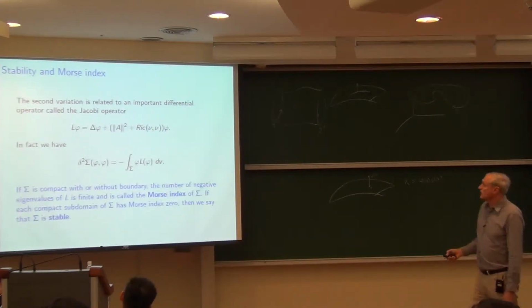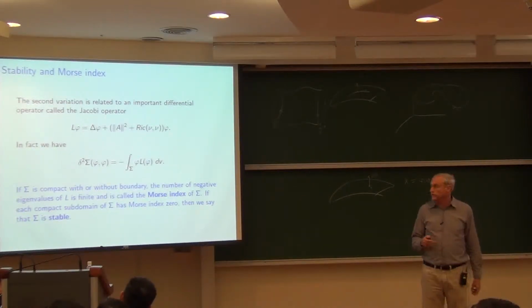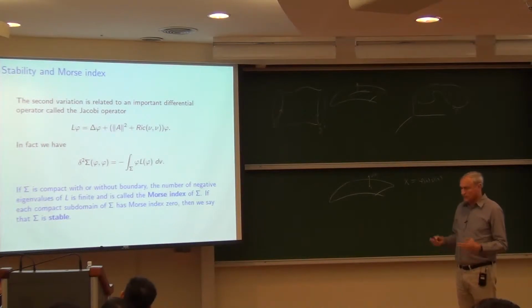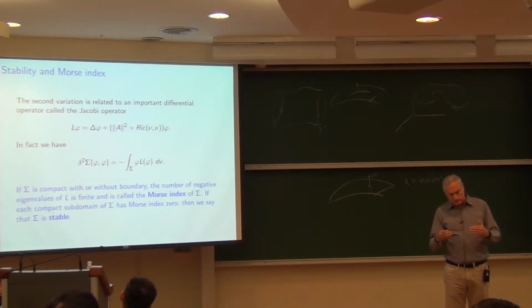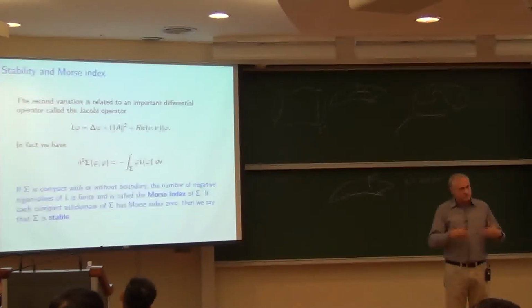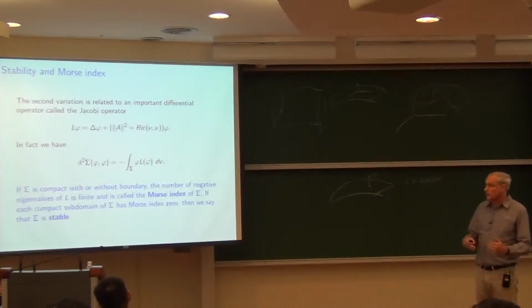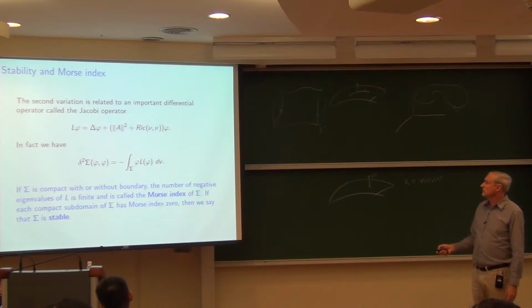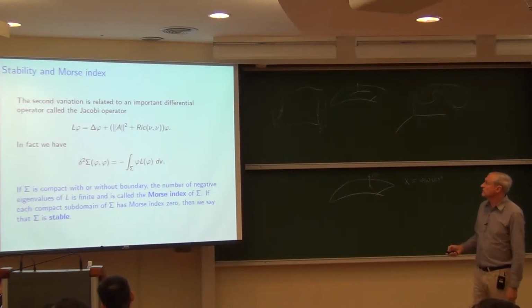Okay, and in particular, you can see, so this is a linear elliptic self-adjoint operator. So you can see that the number of negative eigenvalues, that is the number of independent directions in which the surface is unstable, is always finite if the surface is smooth. So that number is called the Morse index, the number of negative eigenvalues. And then if the Morse index is 0 on compact sets, we say the surface is stable. It means it's a local minimum for the volume.